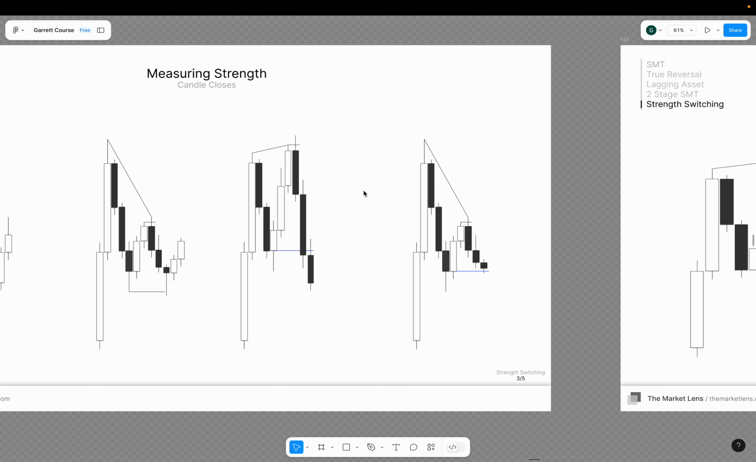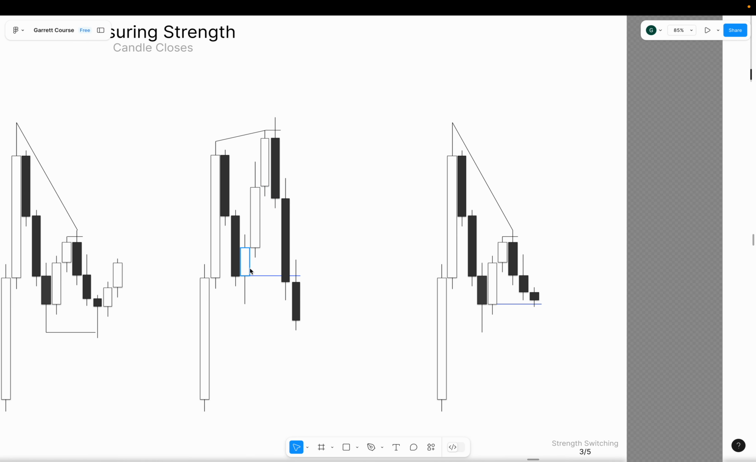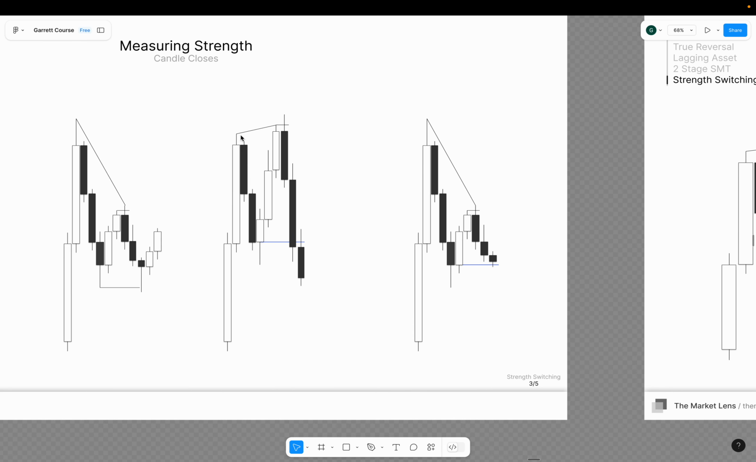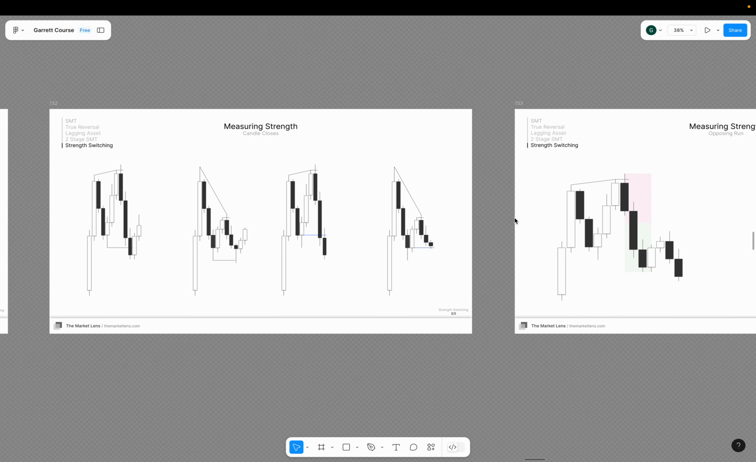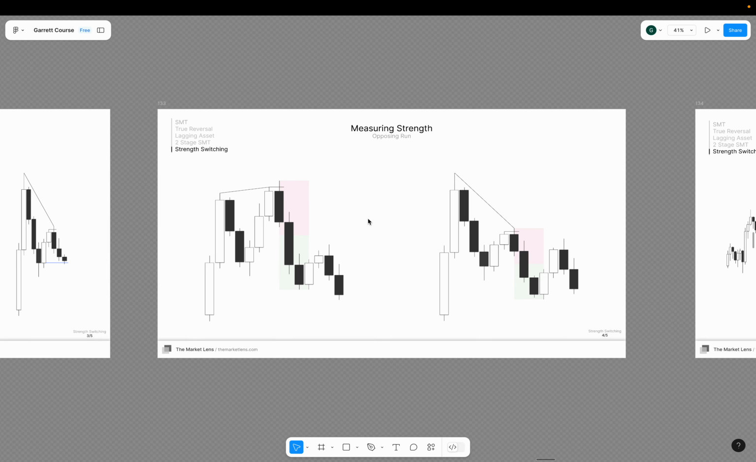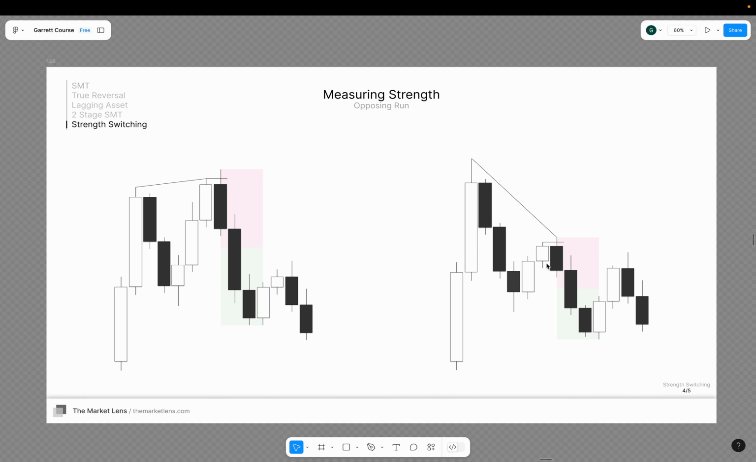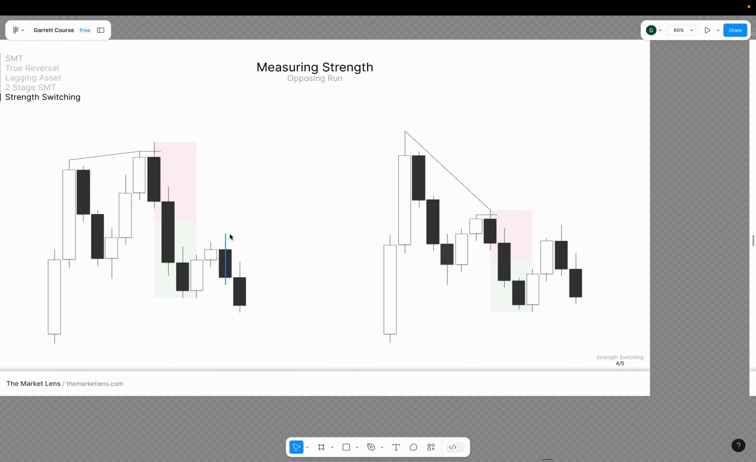This is important. Now after the SMT, this asset CSDs while the other one doesn't, or it just CSDs later. So it's important that this asset, the one that actually sweeps, ideally is switching strength. This is all this is going over. And these are the ways you can tell. Another one is when one asset hits premium discount of its range, the other one doesn't. Or sorry, this one doesn't, but this one does.